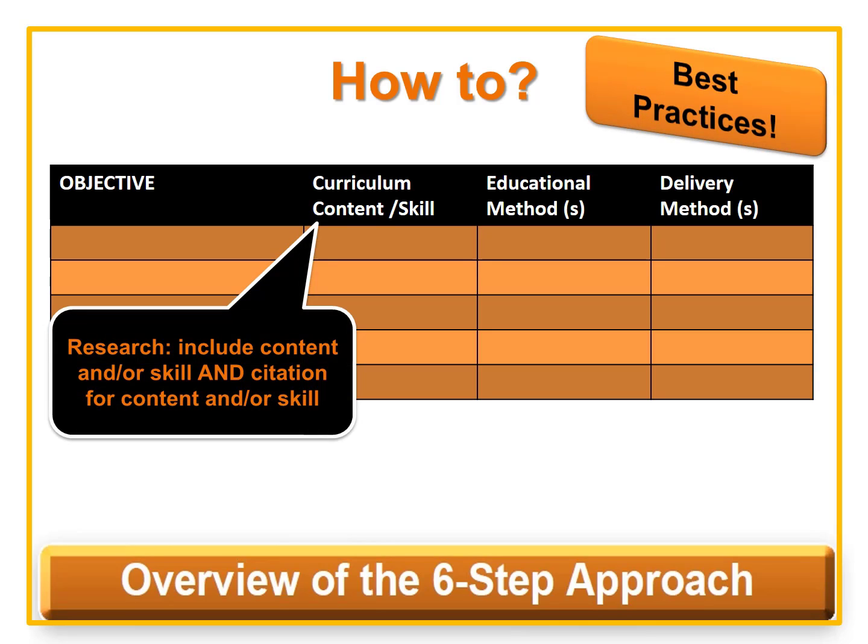Let's move to curriculum content and skills. For this, you want to include the best practices identified in the peer review research, and you include both content and skills and a citation to support that inclusion for best practice. So again, you identify content and skills as well as citations supporting your selection.